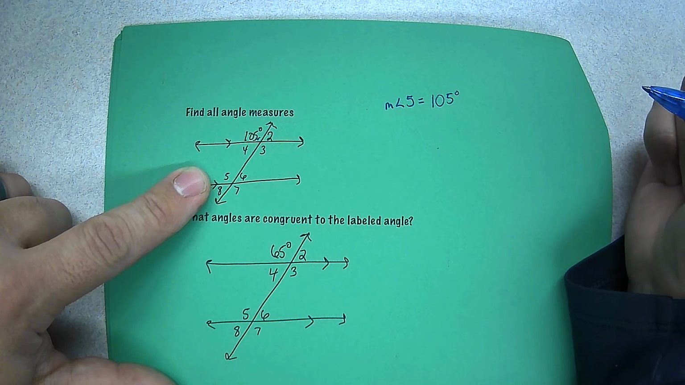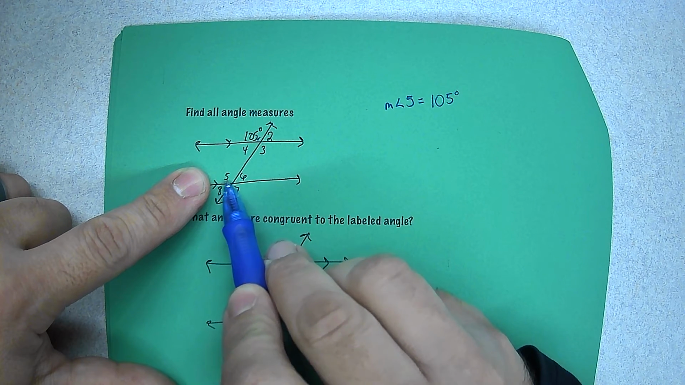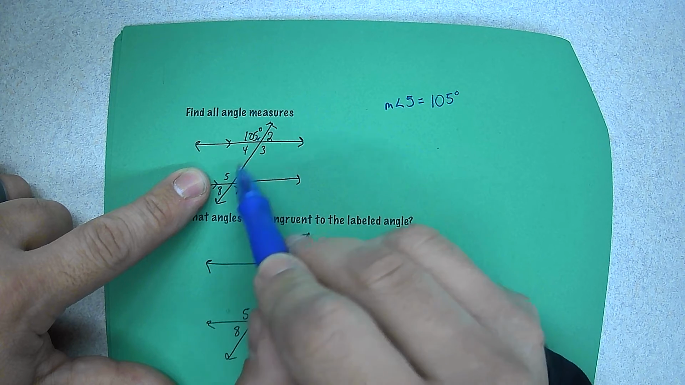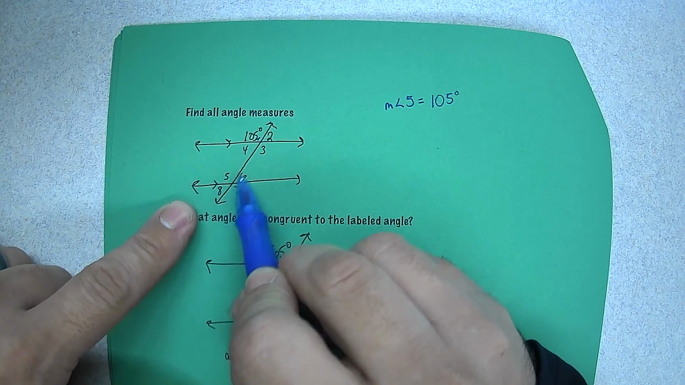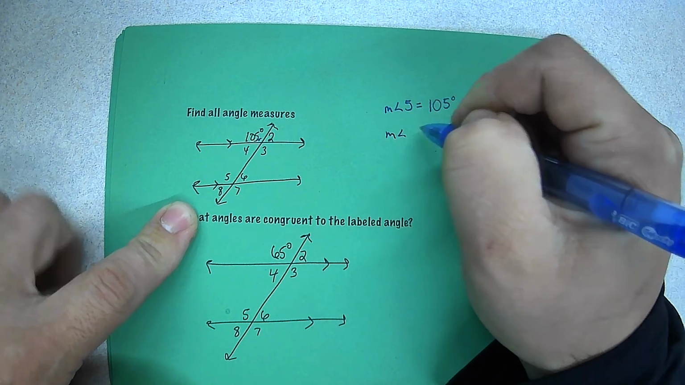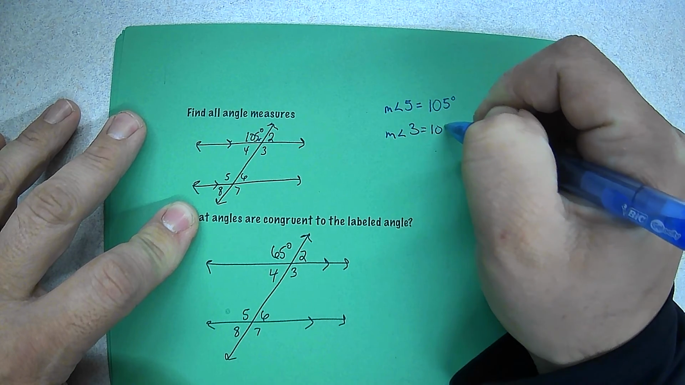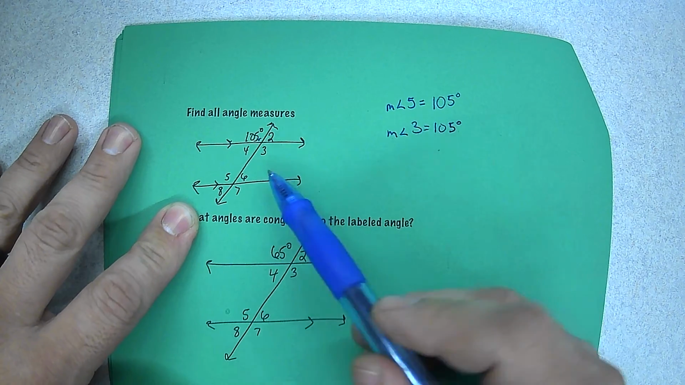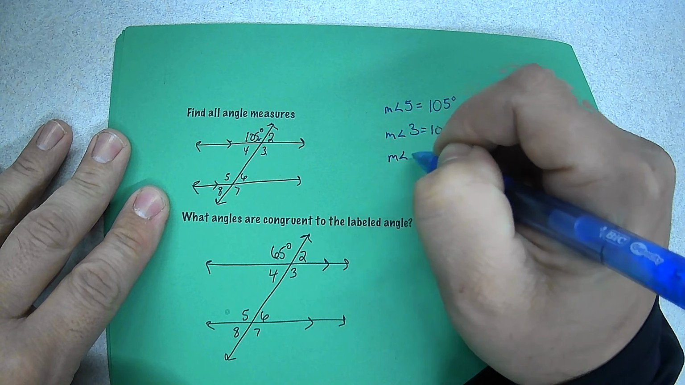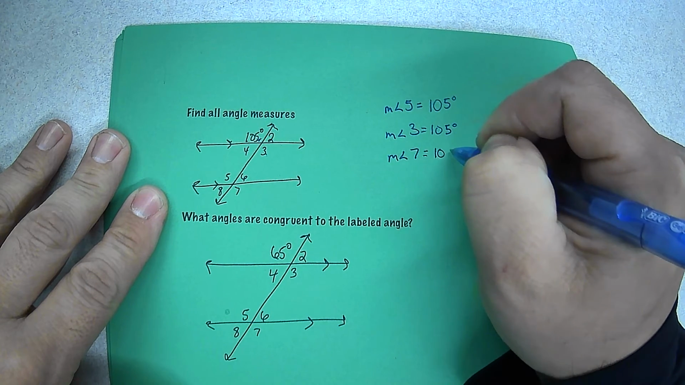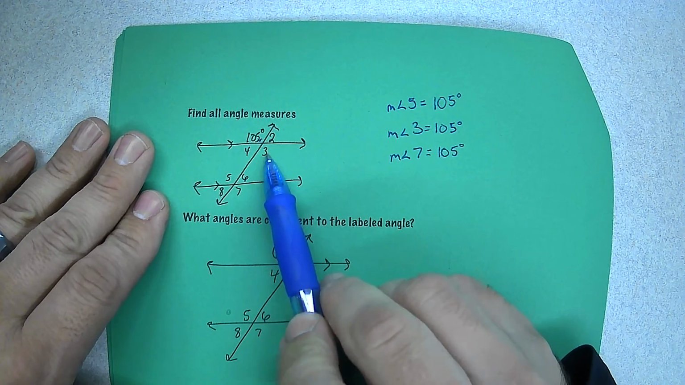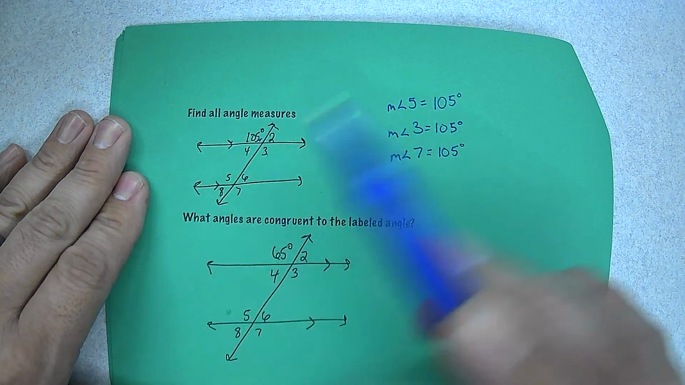We can also use some other relationships. If I know 5 is 105, remember we just talked about alternate interior angles, so 5 and 3 are the same. You can see by their openings that they look the same. So the measure of angle 3 is also 105 degrees. And because angle 3 corresponds to angle 7, it's also going to be 105 degrees. So this is 105, this is 105, this is 105, this is 105.